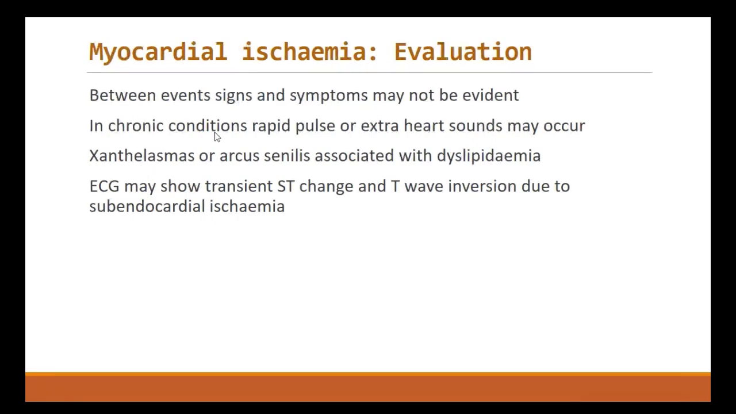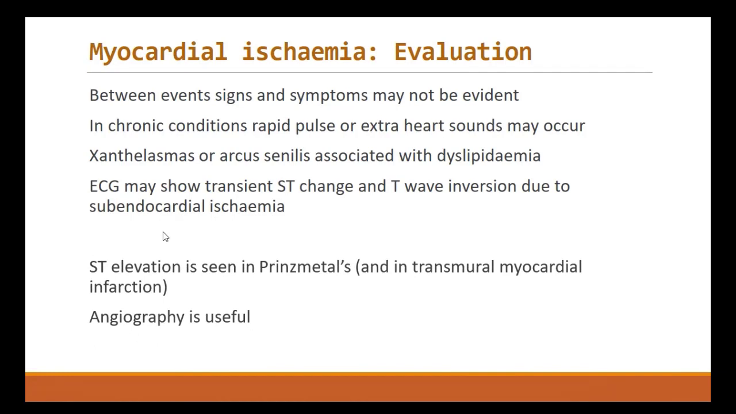Arcus senilis is a whitish line around the black of the eye. It is also present in people who have dyslipidemia. So this can give you a clue of dyslipidemia, basically. ECG may show transient changes, which means only during the episode. Transient ST changes and T wave inversion due to subendocardial ischemia.